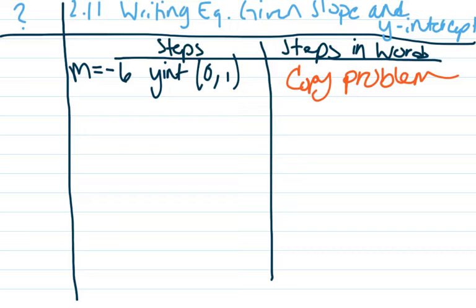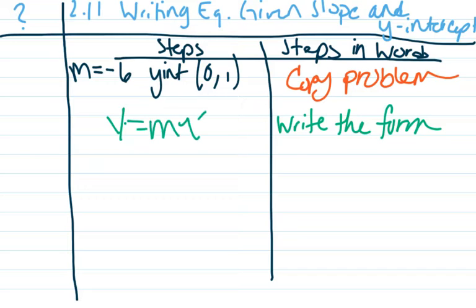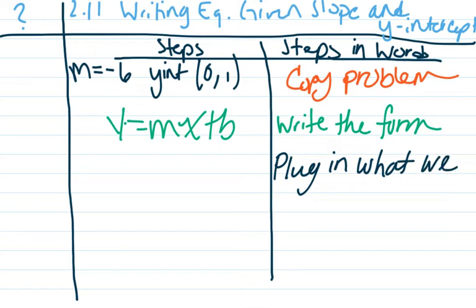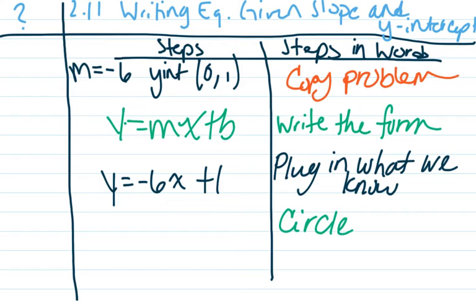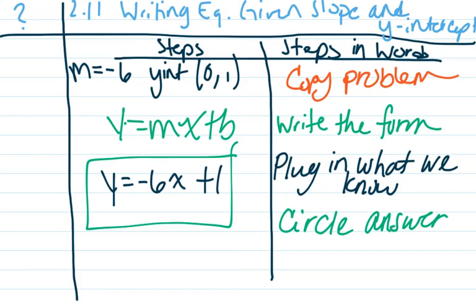So we copy the problem, then we're going to write the form, which is y equals mx plus b, because that's the form we're going to write in. And then we're going to plug in what we know. So we have y equals -6x plus 1. And then we're going to circle our answer. And that's how we write equations given slope and y-intercept.